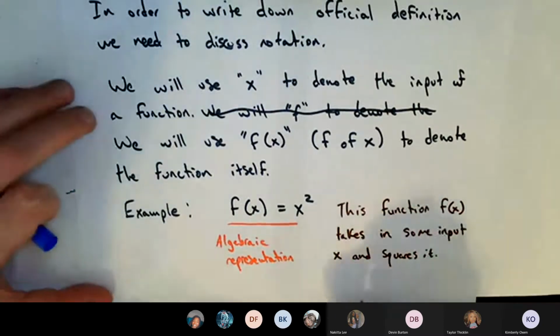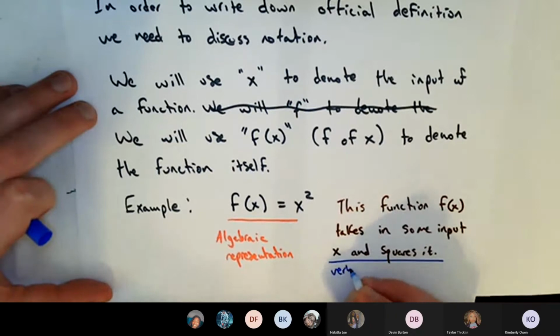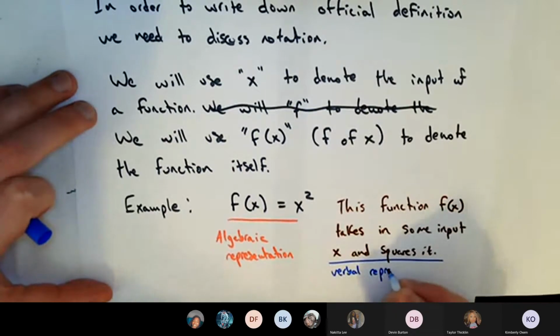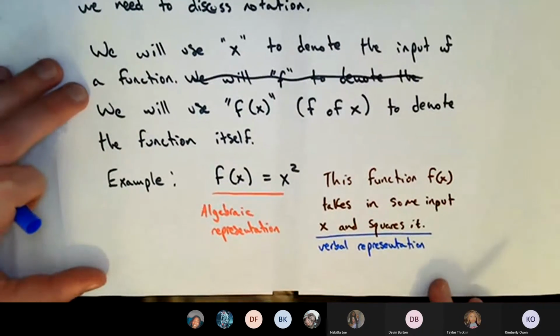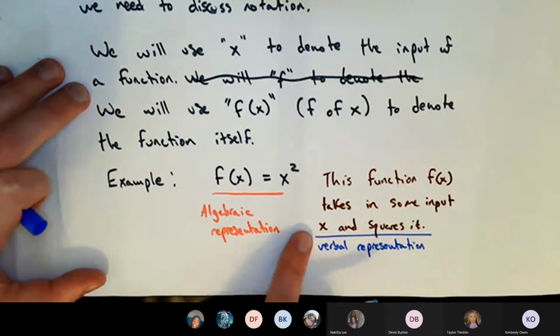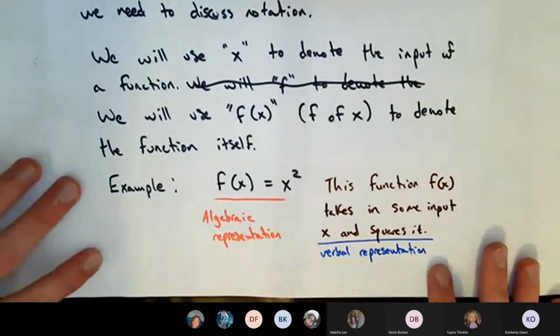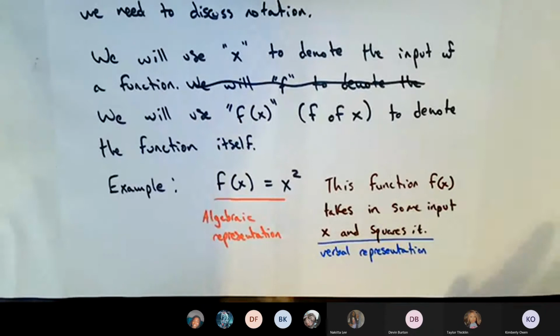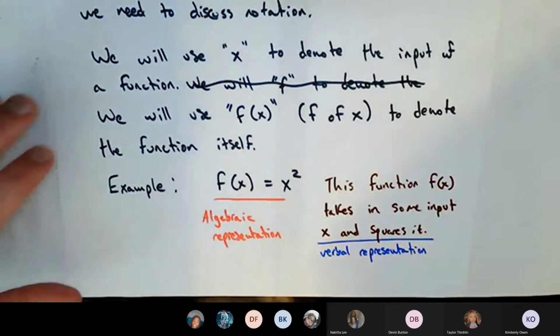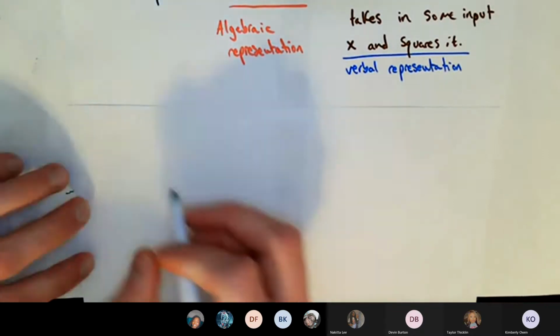But just because I did write it down over here, this would be the so-called verbal representation, where you say or write down what the function actually does. This function f of x takes in some input x and squares it. That's all it does, right? It takes in some x and it squares it. All right. I don't want to do anything more with this example. This was just to talk about the notation, the f of x and the x. All right, so all of that was just so that I could write down this official definition of a function.